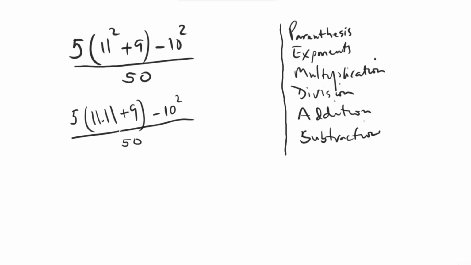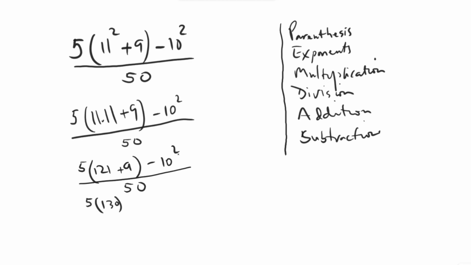And now I'm going to write this. This is 5 factor 11 times 11. This is 121, plus 11 times 11. That's 121. If you take a calculator, you'll see this is equal to 121. Plus 9 minus 10 square over 50. Okay, and let's take care of this. This is 5 factor 121 plus 9. That's 130. That's the parentheses we're talking about.